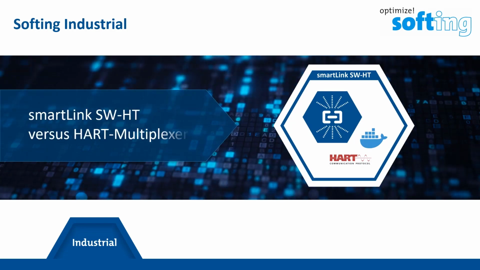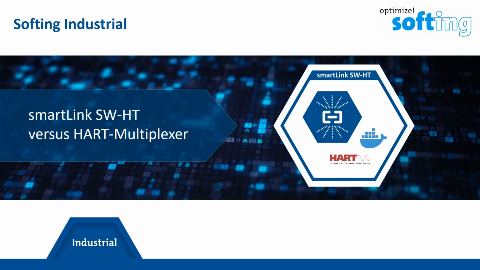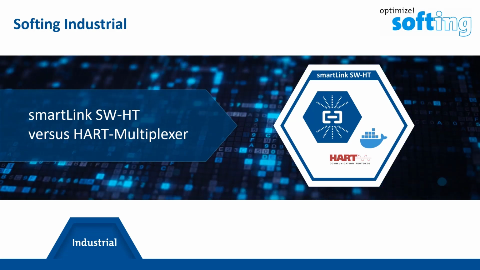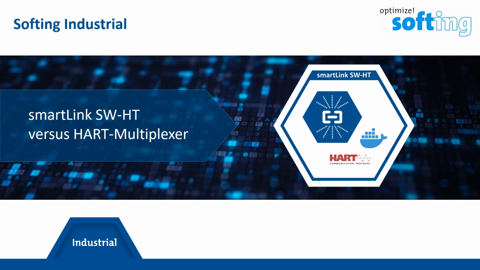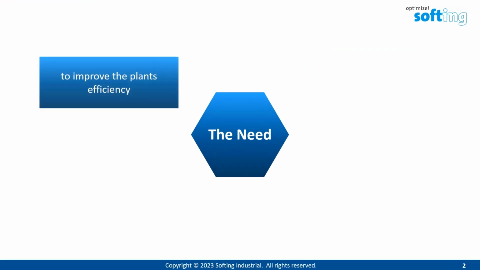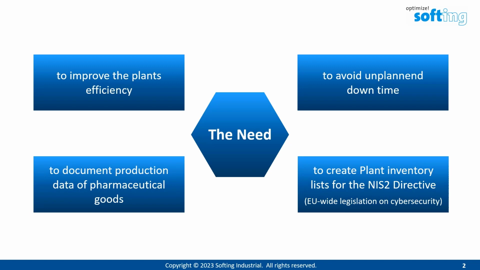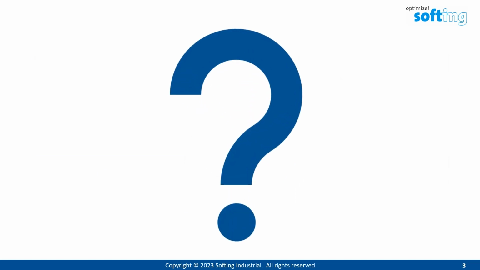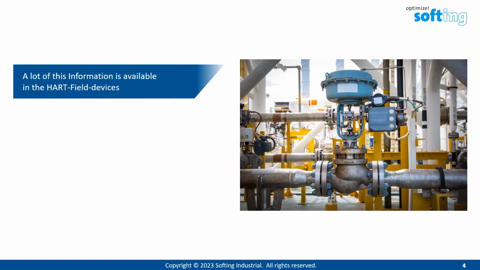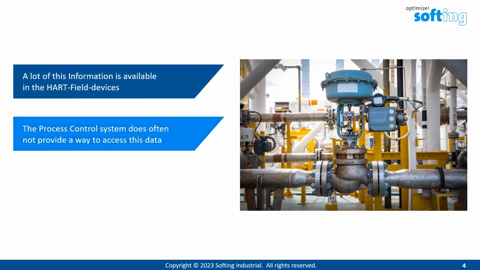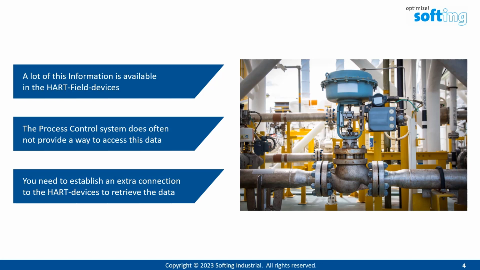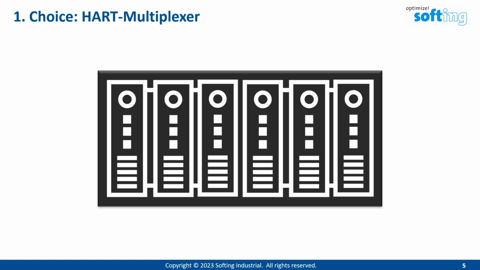This video will show you the advantages of SmartLink SWHT over HART multiplexer solutions. New demands are forcing manufacturers to gather extra information about the plant's condition. Where and how to get the data you need for those demands? The first choice for this task would be a HART multiplexer, right?